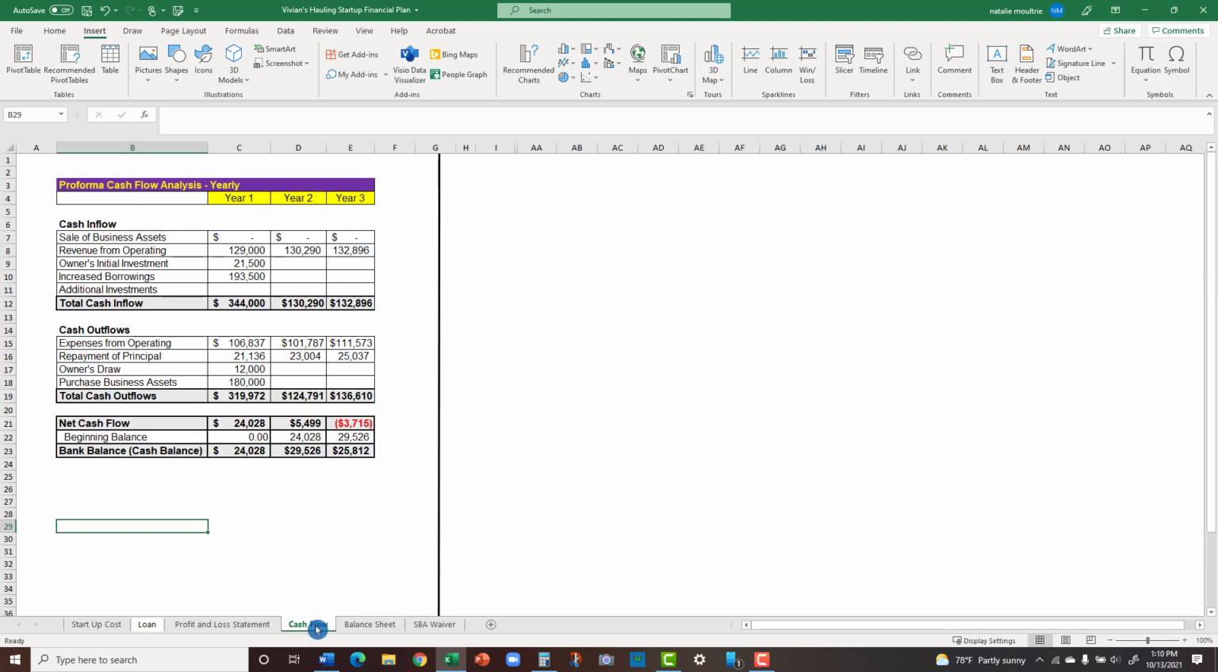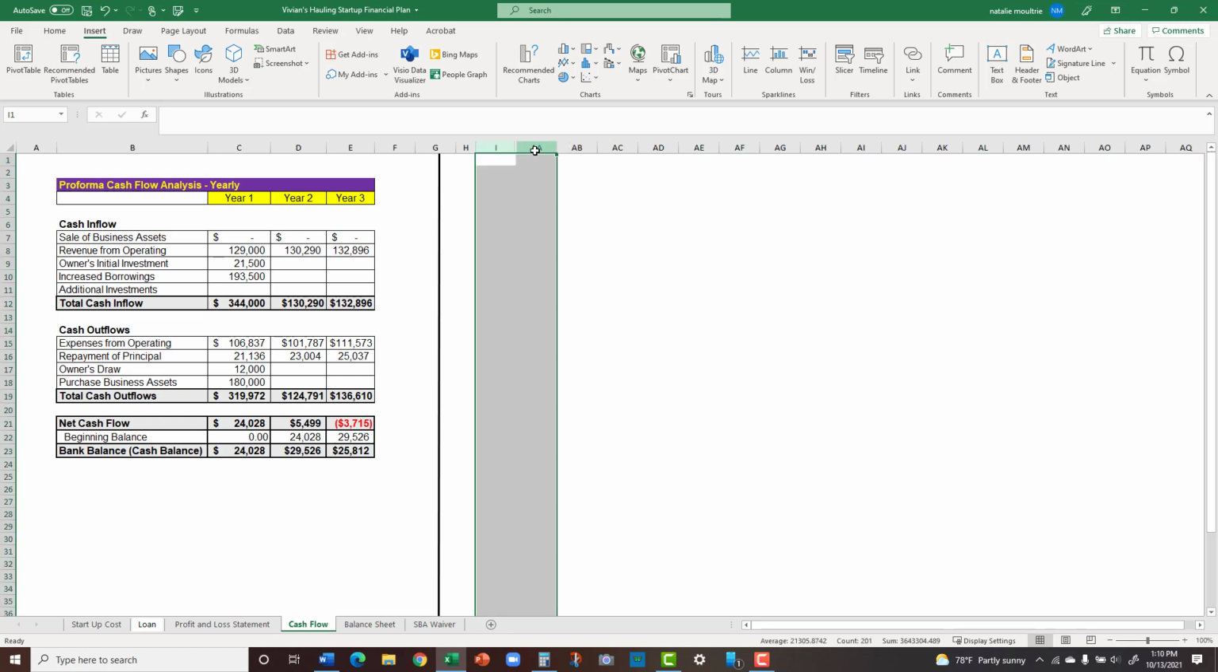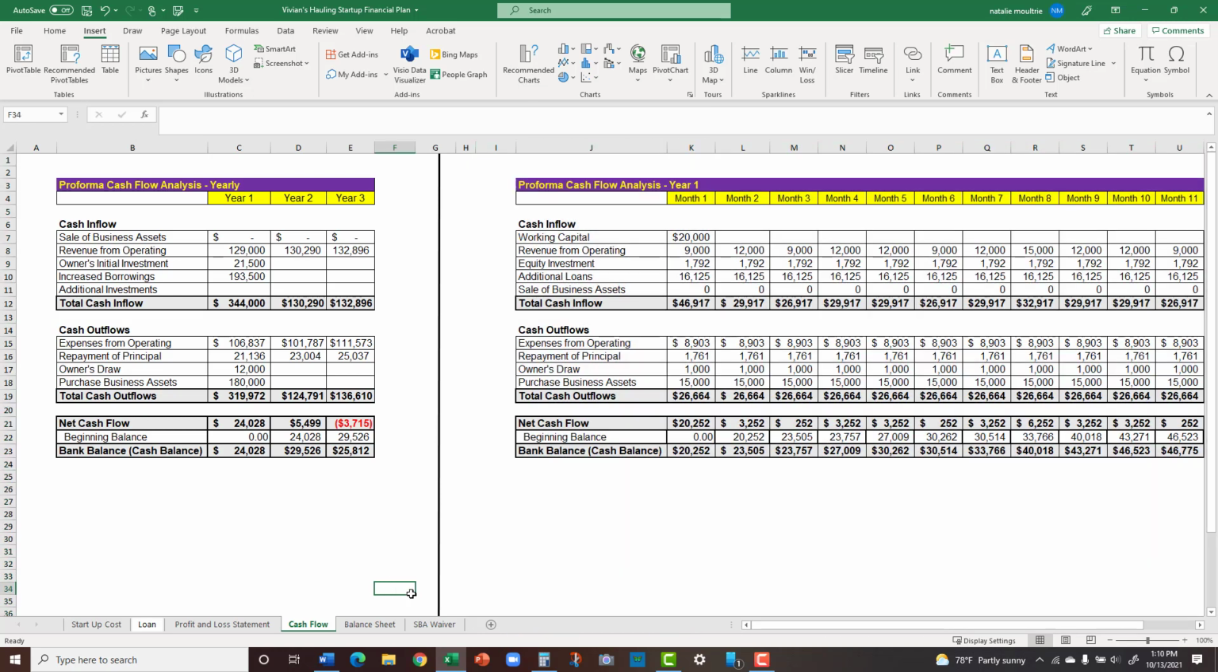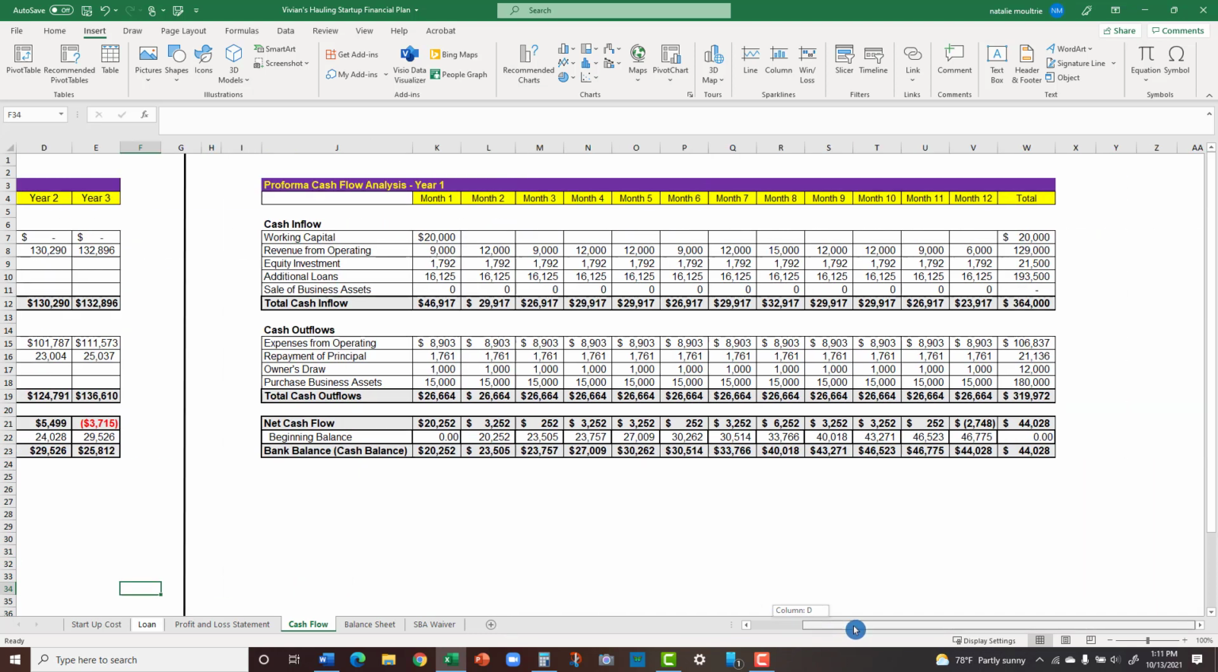Let me go back to the cash flow for a minute, because some lenders will ask you to break this out on a monthly basis. Now, if you have a lender who wants to see this monthly, I do have some hidden columns here. Let me just unhide them for you. So this shows your cash flow statement for the first year on a monthly basis. So you have some lenders who actually want to see this. It's basically just taking the numbers and breaking it down on a monthly basis. So that's available to you as well.